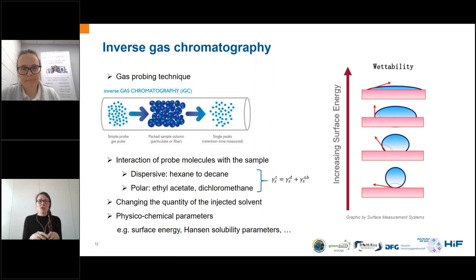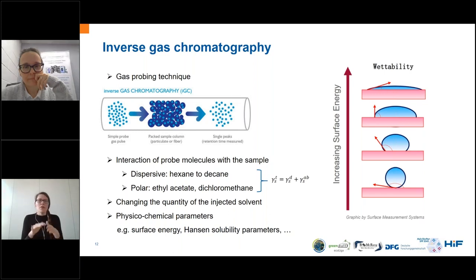But in our case, we are focused on the surface energy because, as you can see on the image on the right, it's not a direct correlation, but the trend is in a way that with increasing surface energy, the surface becomes more wettable. So if you now think in terms of contact angles, if you have a low surface energy, you have very high contact angles, and the surface is not easily wetted by water. And if the surface energy is increasing, the wettability is increasing.